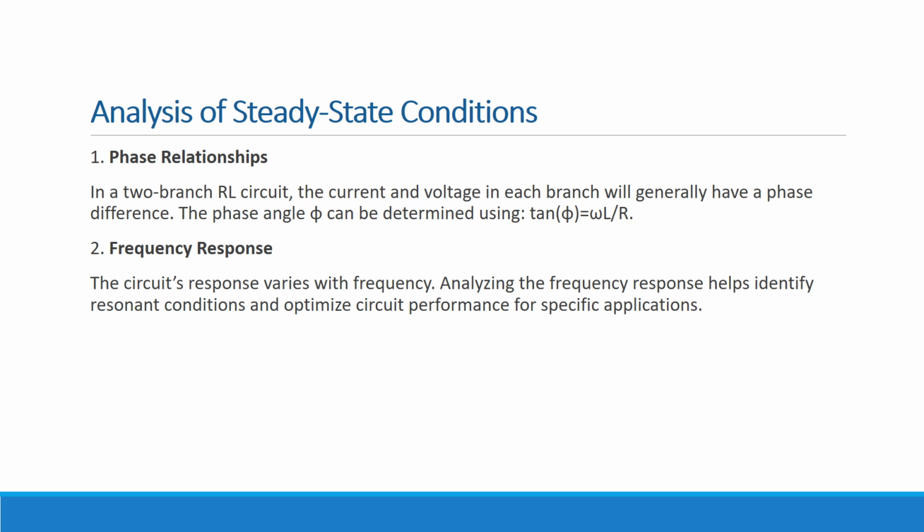Analysis of steady state condition. Phase relationship. In a two branch RL circuit, the current and voltage in each branch will generally have a phase difference. The phase angle, denoted by phi, can be determined using tan phi equals omega L by R. Here omega L is the inductive reactance of the inductor and R is the resistance of the resistor.